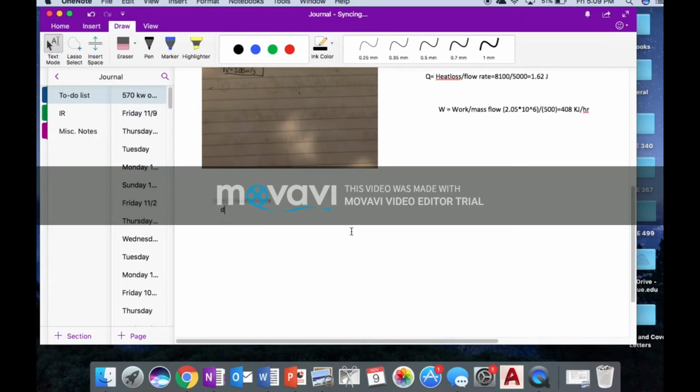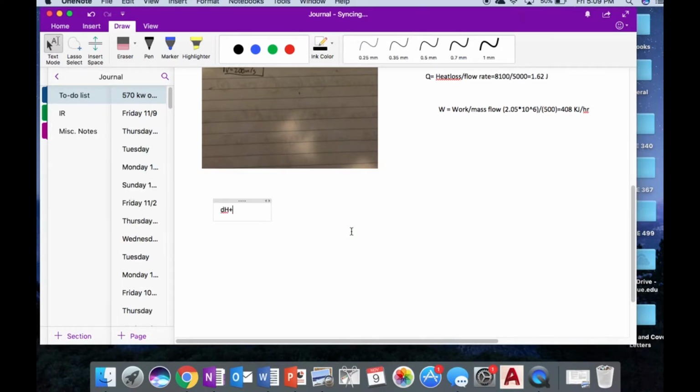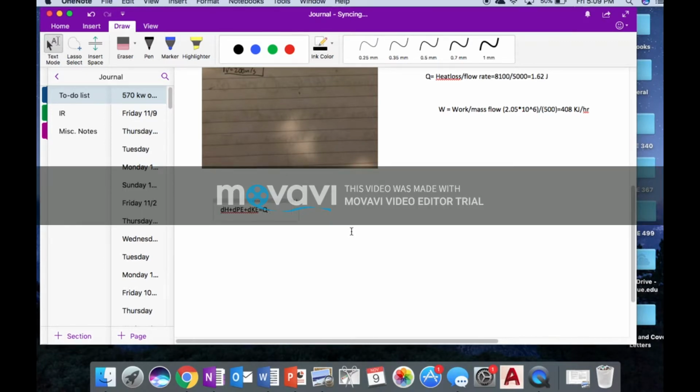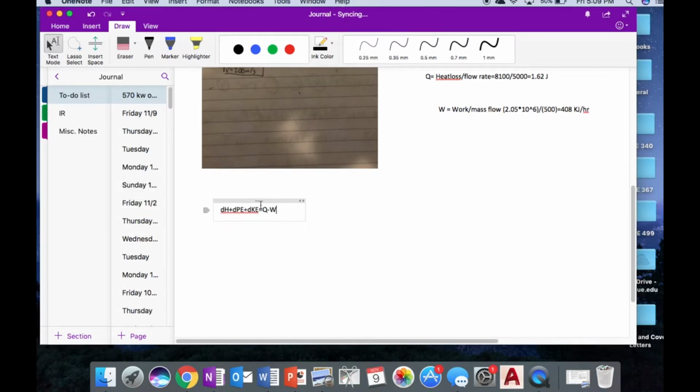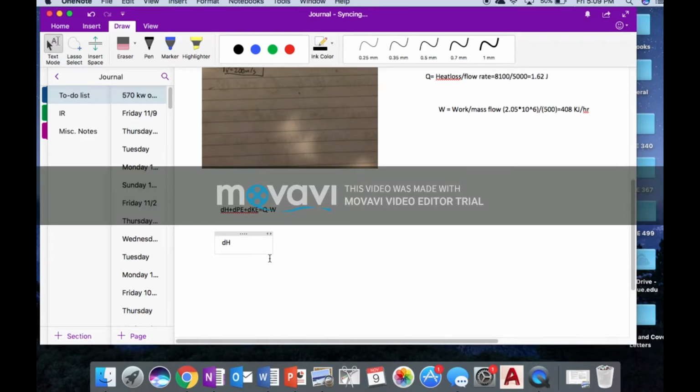You have delta H plus delta PE plus delta KE, and that equals Q minus W, the change in enthalpy. And that change in enthalpy is what we're calculating. But you also need to focus on delta PE, which is the potential energy, and then delta KE, which is the kinetic energy of the system. So before we solve for delta H, we're going to first go after delta PE.